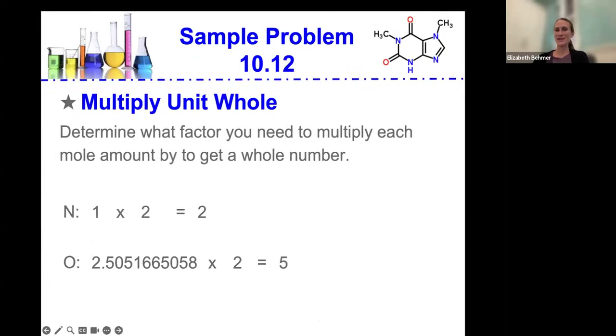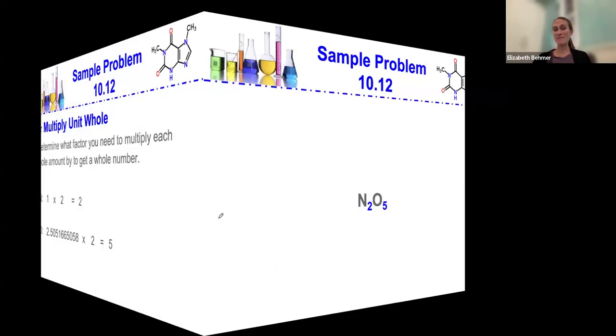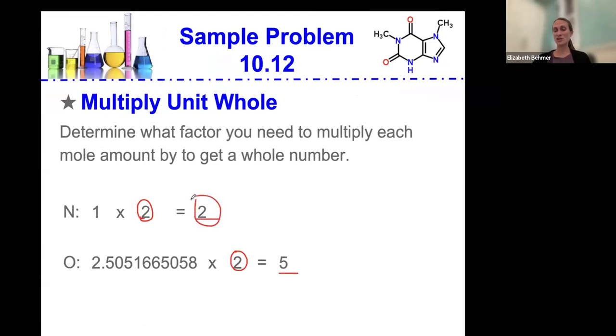So in this step, multiplying until whole, we determine what factor you need to multiply each mole amount by to get a whole number. And we know that needs to be 2, because when we multiply 2.5 times 2, we'll get 5. And we use that same number to multiply the nitrogen by. So that gives us our empirical formula, which will be N2O5, because we'll have 2 nitrogen and 5 oxygen.